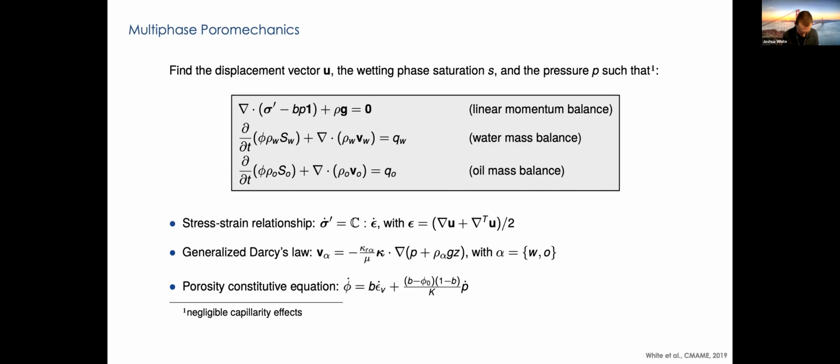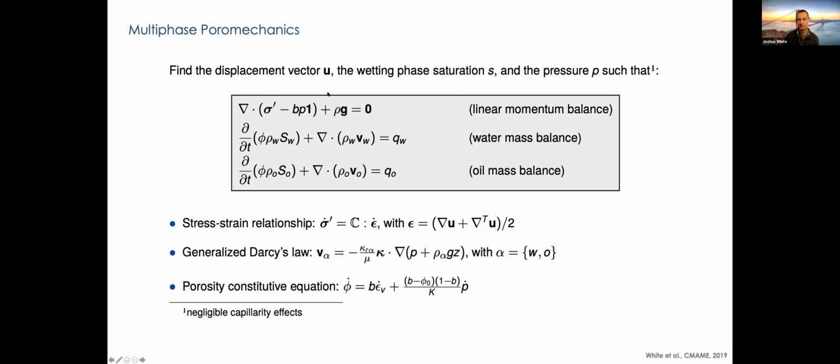Okay, so to fix ideas, just to give you a sense of the types of equations we solve and put into our numerical models, I'm going to begin with a relatively simple system, but it does illustrate a lot of the complexity you will see in more complicated models. This is multi-phase pore mechanics. So forget for the moment about faults. We're really just focused on the porous rock itself.